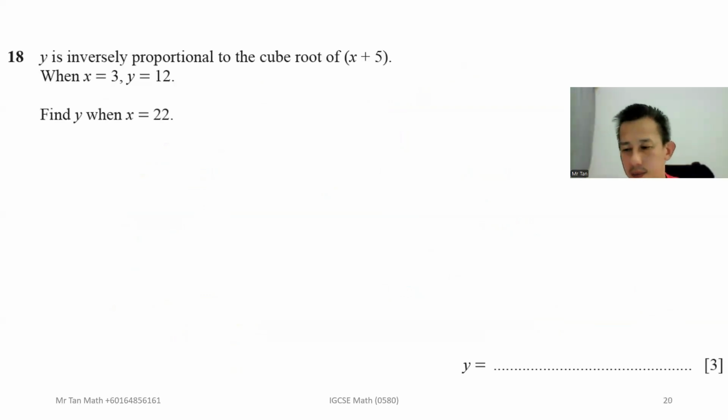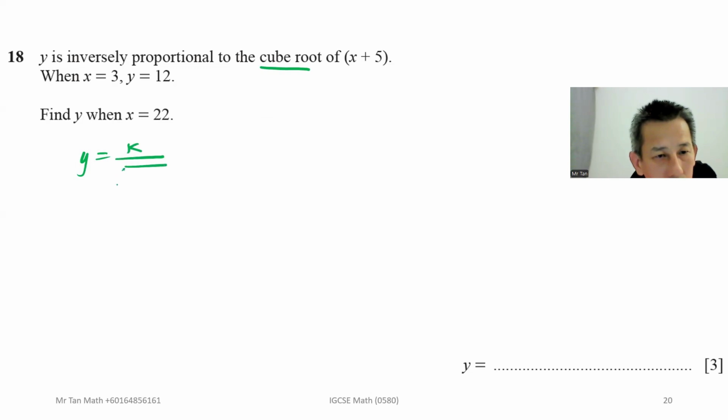Number 18. Y is inversely proportional to the cube root, read the question, of x plus 5. So y is inversely proportional to the cube root of x plus 5. So first step, remember, you always need to find what is k.